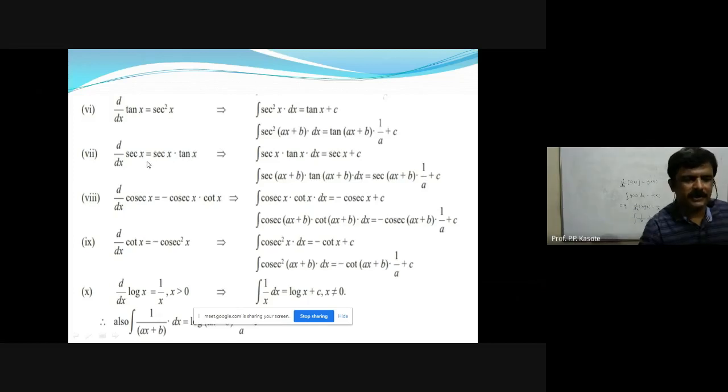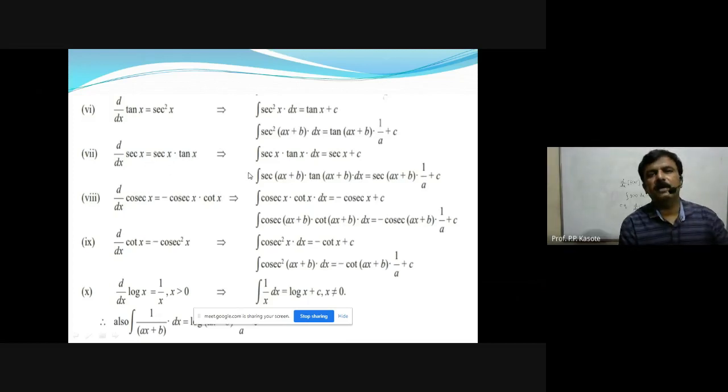Similarly, derivative of sec x is sec x into tan x. Therefore, integral of sec x into tan x is sec x plus c. Here also, instead of x, if it is ax plus b at both the side, therefore, while writing its integral, we'll write it as sec of ax plus b into 1 upon a plus c. Now, look at the eighth result. Derivative of cosec x is minus cosec x into cot x. It means that integral of cosec x into cot x into dx is equals to minus cosec x plus c.